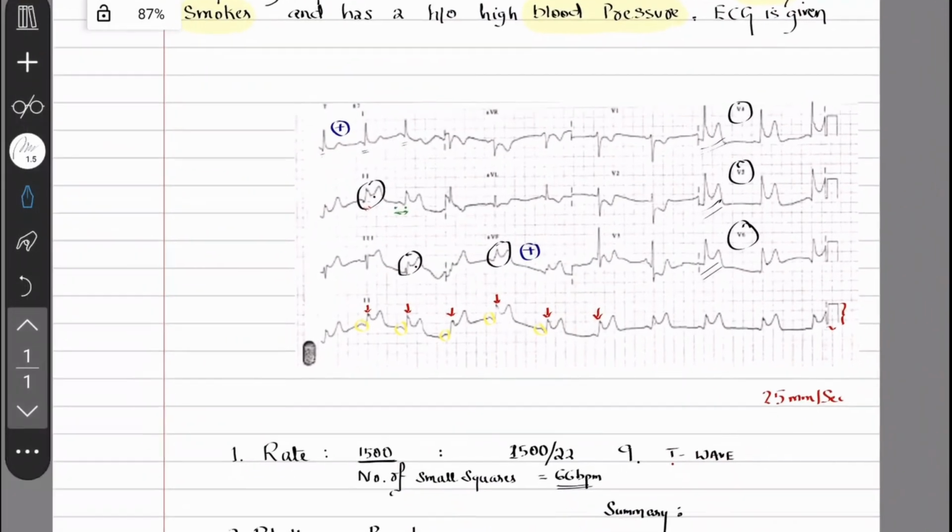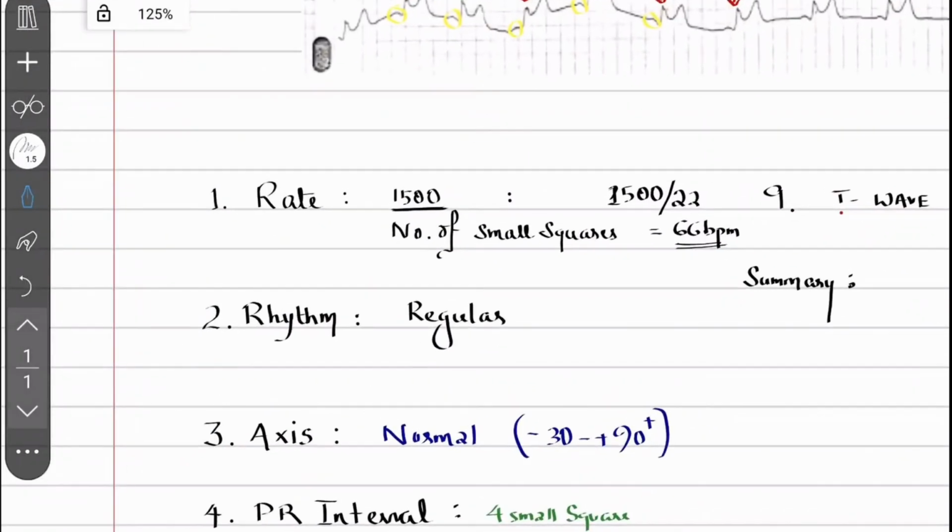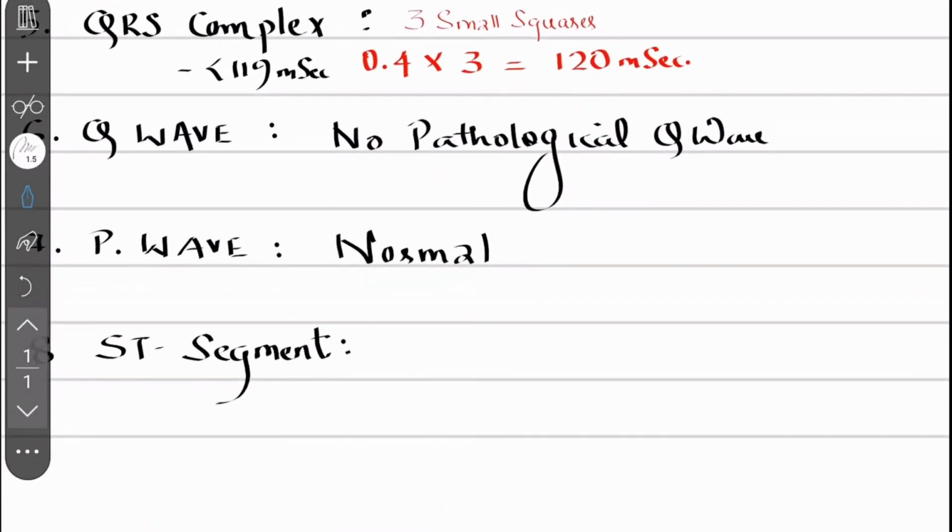So we see ST segment elevation. ST elevation in leads 2, 3, AVF, and also in V4, V5, and V6. These six leads are showing an ST segment elevation.